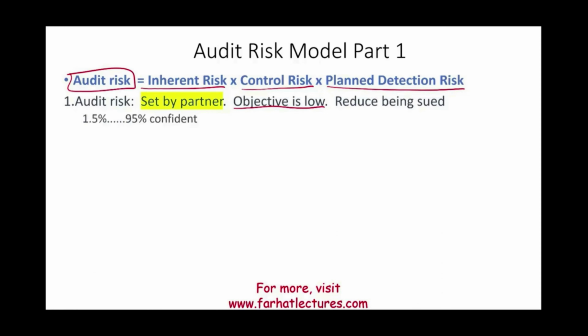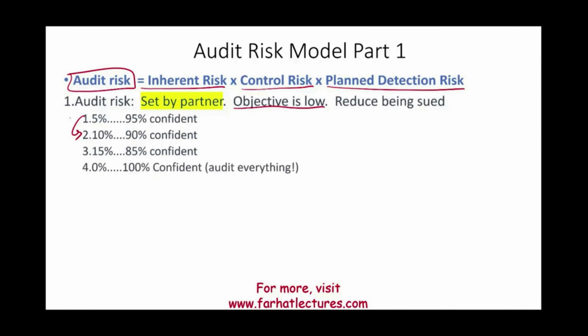So if I set the audit risk at 5%, just to give you a number, what does 5% mean? It means I want to be 95% confident. If I set the audit risk at 10%, it means I want to be only 90% confident that I am correct. So notice when I go from 5 to 10%, I'm comfortable with 90%. If I set the audit risk at 15%, well, I only want to be 85% confident.